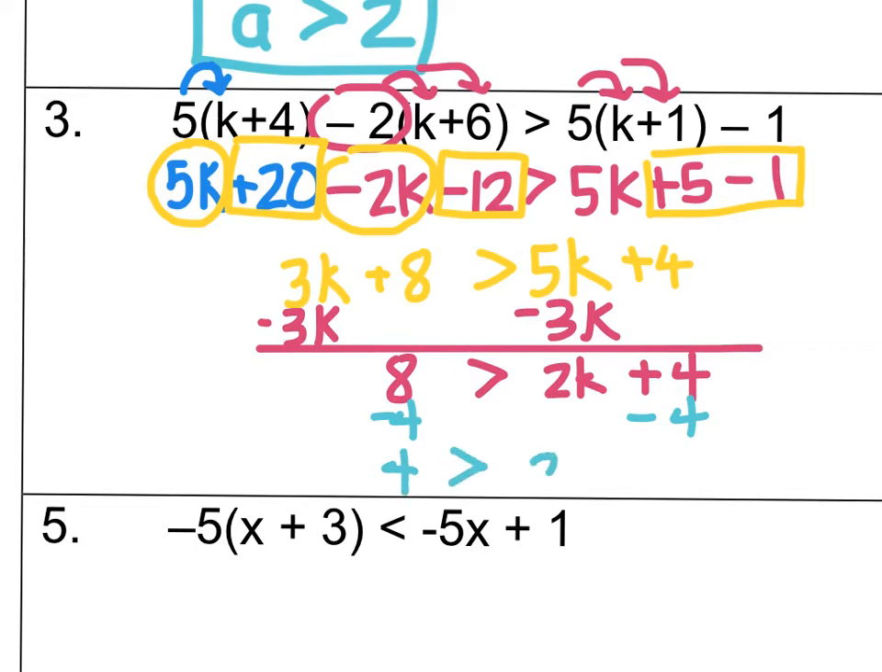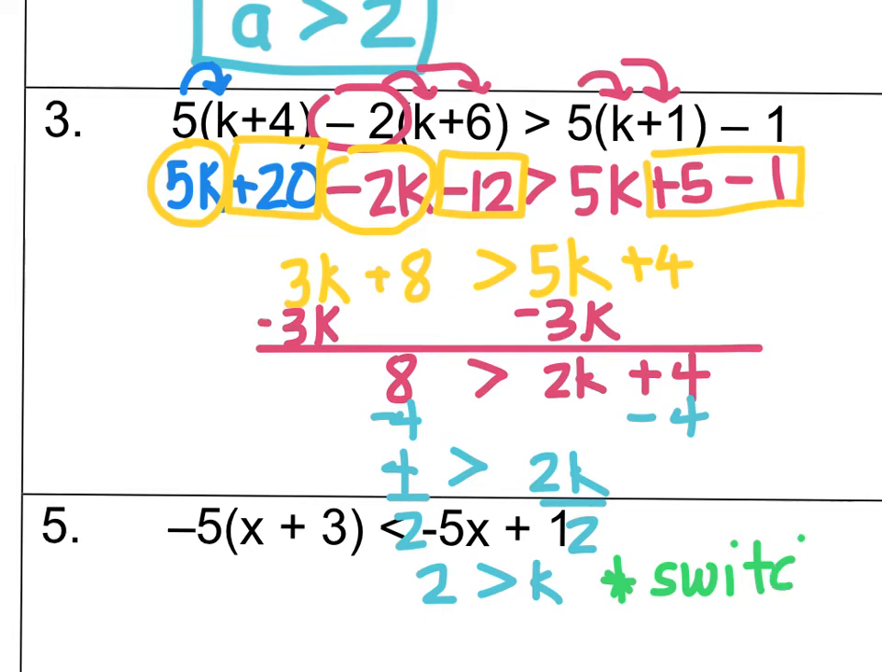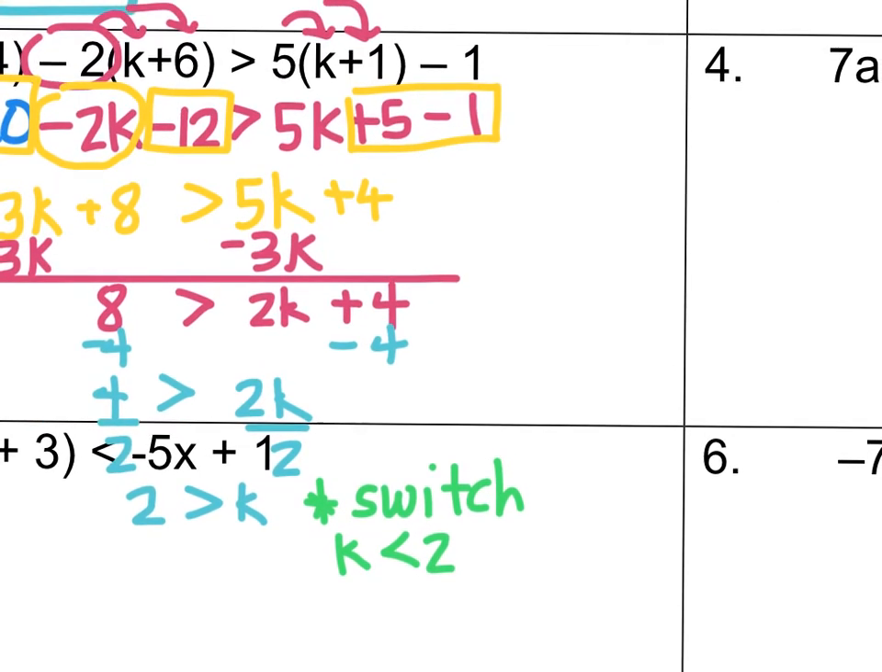We end up with 4 is greater than 2k. And then we'll divide by 2. I'm getting outside of my lines a little bit, but we'll take care of that later. So now we have 2 is greater than k. That makes it hard for some people to see which way the arrow will be pointing. So one solution is that you can switch it. You can have k is less than 2. Both of these solutions are correct, and they both say the same thing.